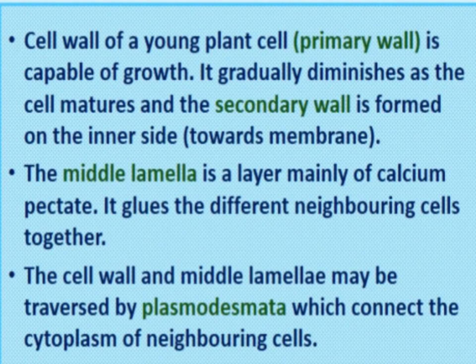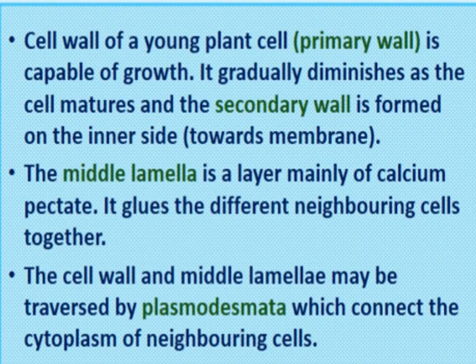Cell wall of a young plant cell, that is called primary wall, is capable of growth. Okay, so a cell wall which is found in a young plant cell is capable of growth, and that is called primary wall or primary cell wall, you can say. It gradually diminishes as the cell matures and the secondary wall is formed on the inner side, means towards the membrane. Okay, if we talk about inner side, it is towards the membrane, and if we talk about outer side, it will be towards the wall, towards the cell wall.